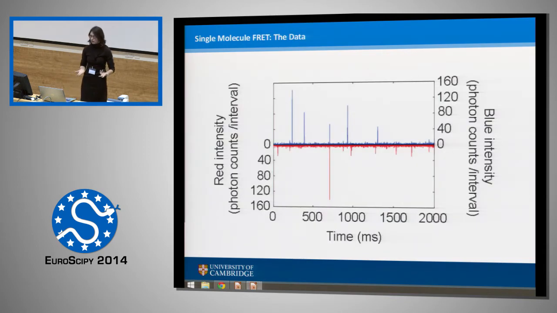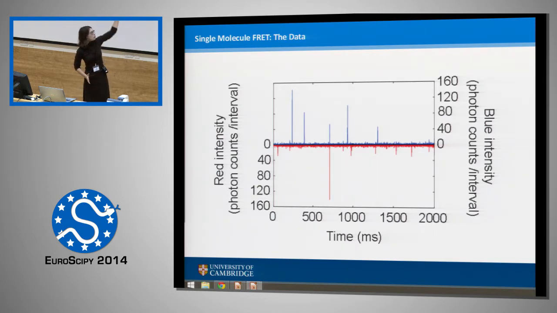And here's some data to demonstrate that. So we have the donor photons at the top in blue and the acceptor in red. And you can see that you're kind of waiting and waiting and waiting, and then bang, you get a donor fluorescent event, and then you wait a bit longer, and then bang, you get a donor and an acceptor fluorescent event. So now you have a data analysis problem.